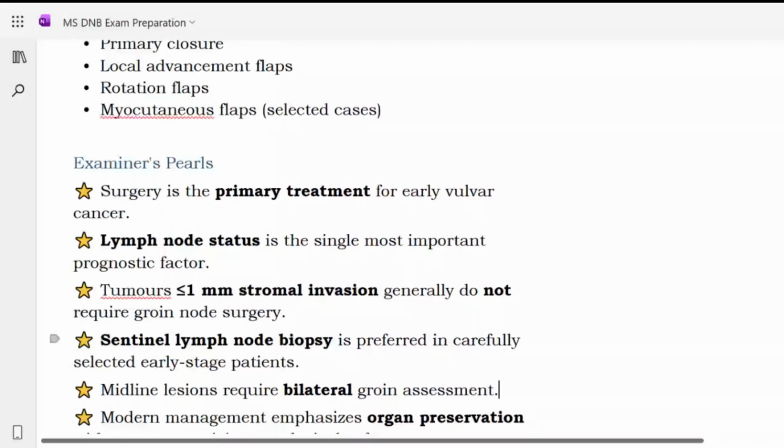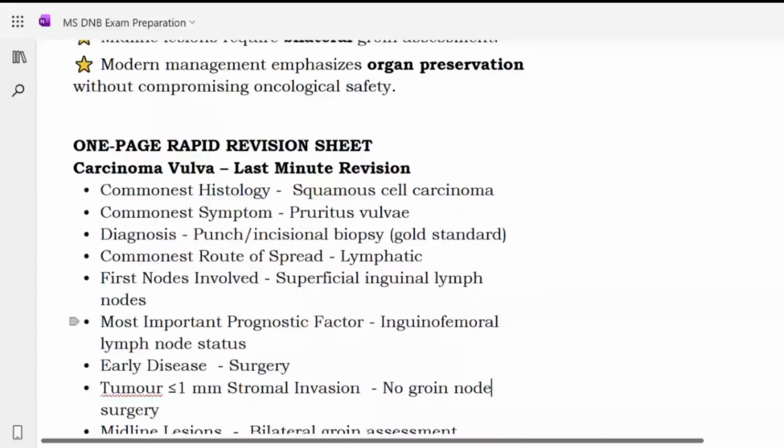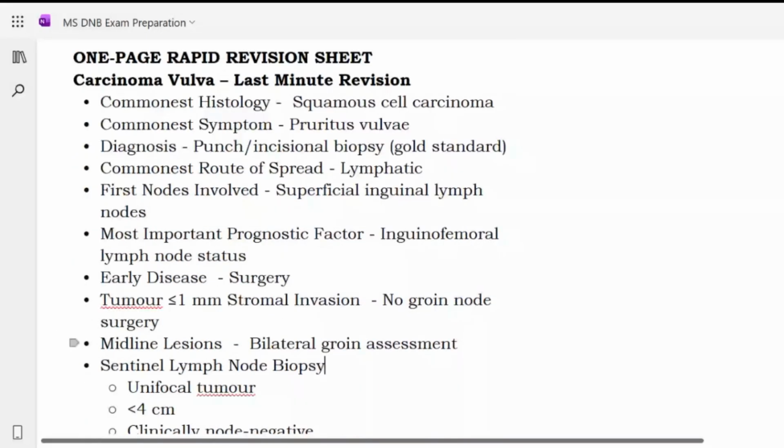Okay. Now let us see the rapid revision. Carcinoma vulva: commonest histology is squamous cell carcinoma. Commonest symptom is pruritus vulvae. Diagnosis by punch or incisional biopsy. Commonest route of spread is lymphatics. First node involvement is the superficial inguinal lymph nodes. Most important prognostic factor is the inguinofemoral lymph node status.